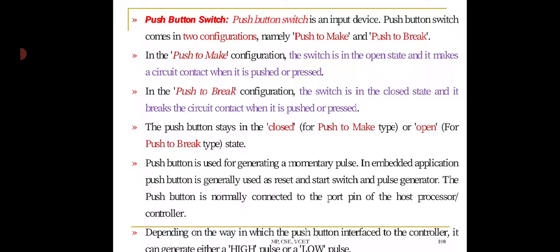Push to break: the switch is in the closed state and it breaks the circuit contact when it is pushed or pressed. So push to break, the push button stays closed. Push to make type is open, while push to break type is closed. Push button is used for generating momentary pulses. In embedded applications, push button is generally used as a reset and start switch, as pulse generators.